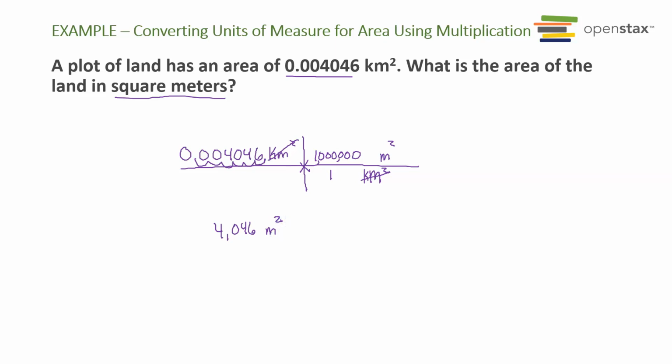So instead of having what I think of as a rather incredibly small decimal, we have 4,046 square meters, which may seem a little more usable, I guess I should say. All right.